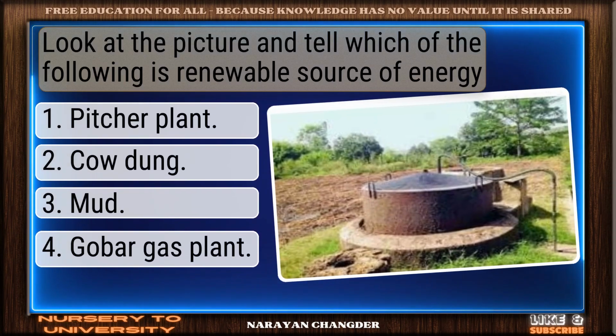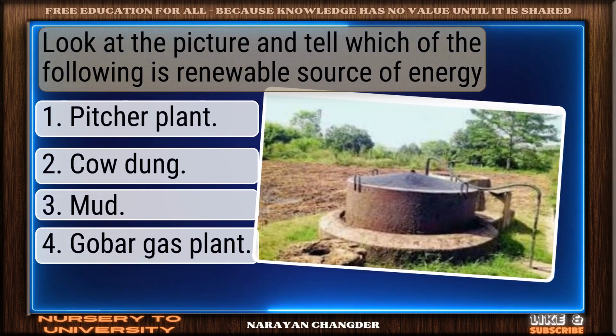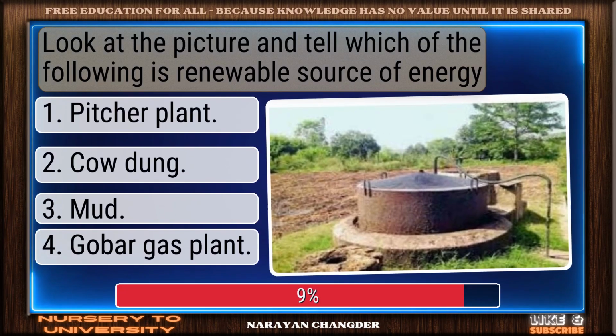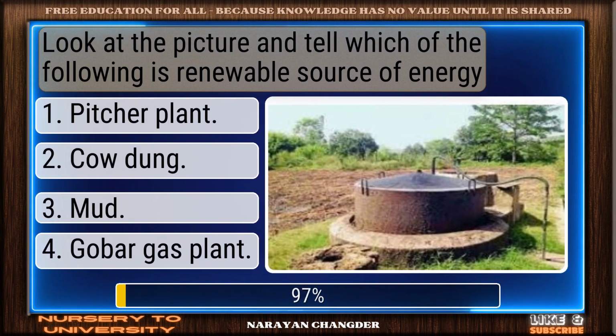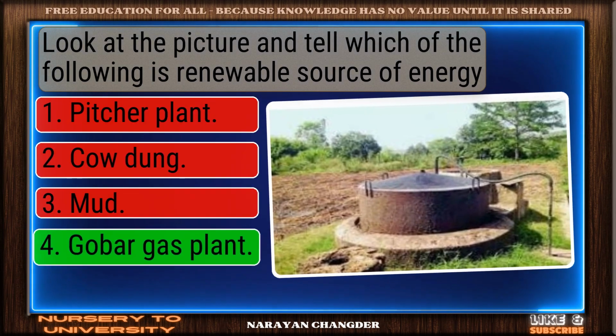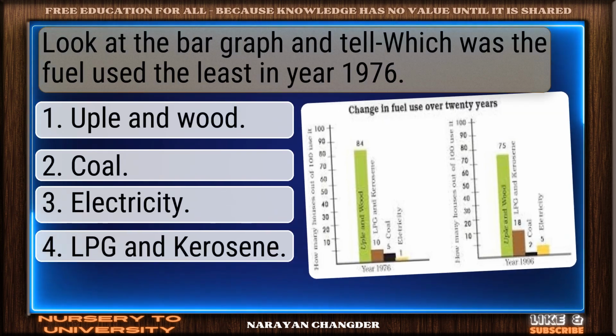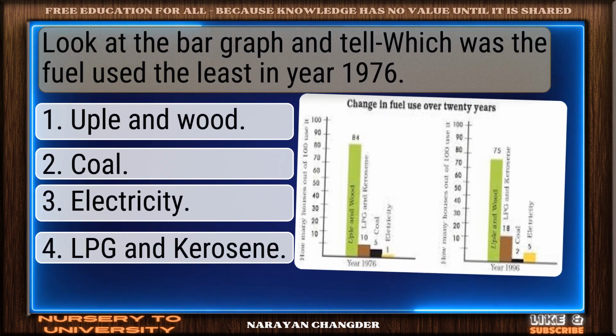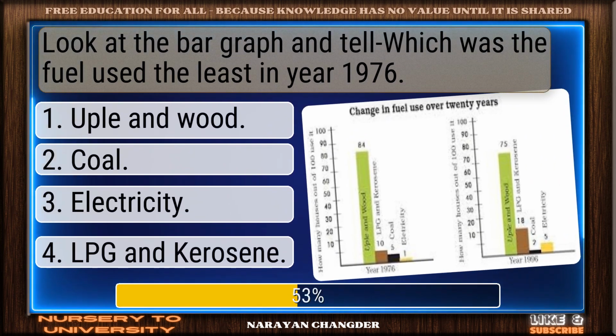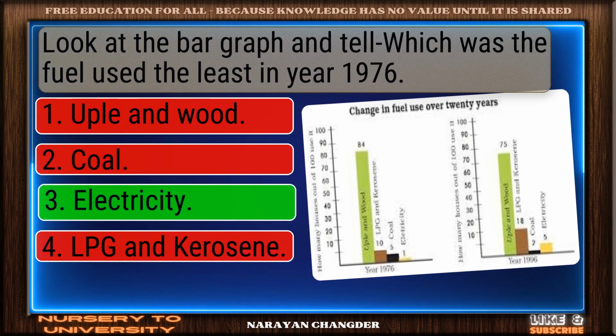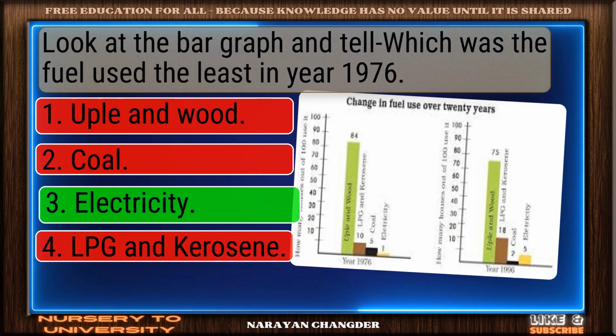Look at the picture and tell which of the following is a renewable source of energy. On track, Gobar gas plant is the correct answer. Look at the bar graph and tell which was the fuel used the least in year 1976. Correct. Electricity is the right answer.